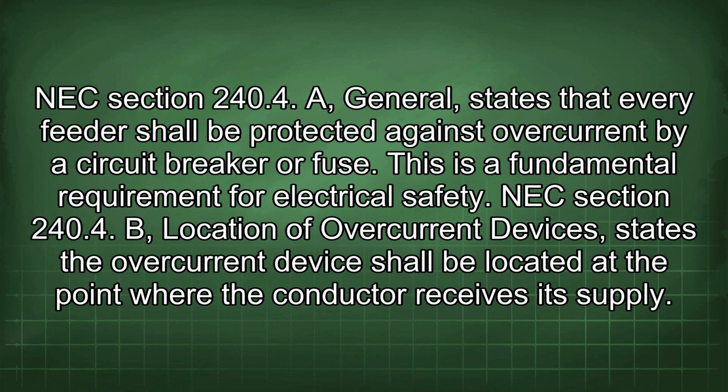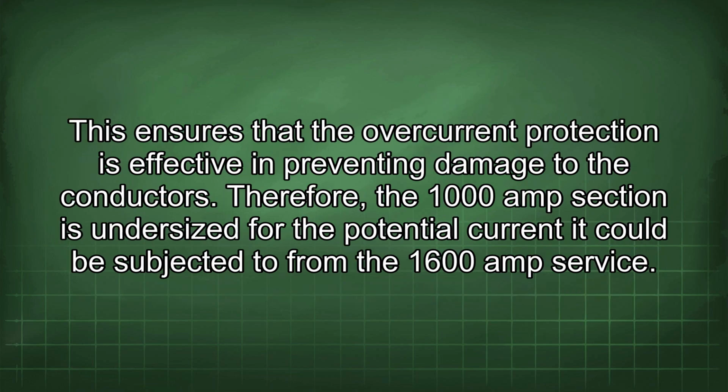NEC Section 240.4 A. General states that every feeder shall be protected against overcurrent by a circuit breaker or fuse. This is a fundamental requirement for electrical safety. NEC Section 240.4 B. Location of overcurrent devices states the overcurrent device shall be located at the point where the conductor receives its supply. This ensures that the overcurrent protection is effective in preventing damage to the conductors.